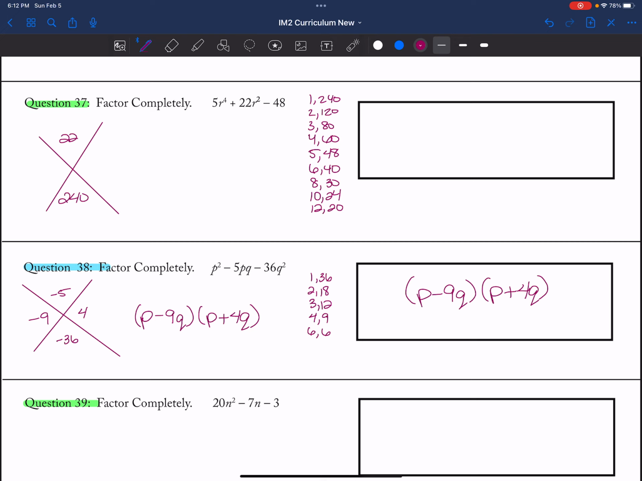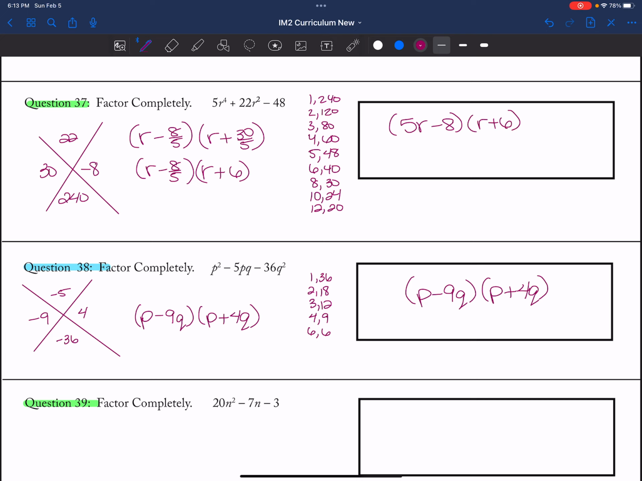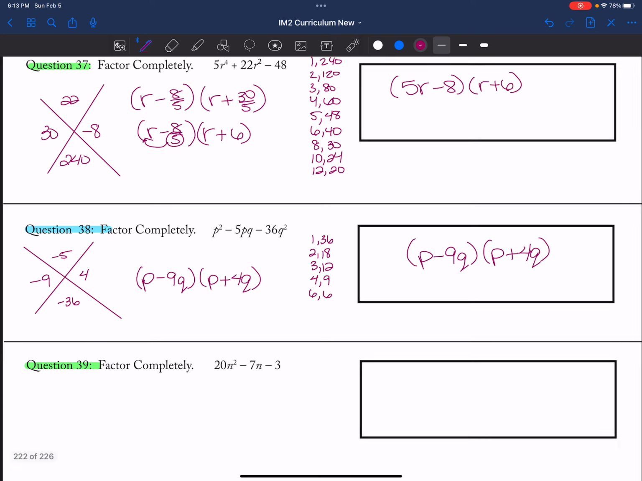I'm trying to make 22. So that's positive 30 and negative 8. So then r minus 8 over 5, r plus 30 over 5. So then that gives me r minus 8 over 5 and r plus 6. So then I get 5r minus 8 and r plus 6 when I bring what's in the bottom to the top. Okay.